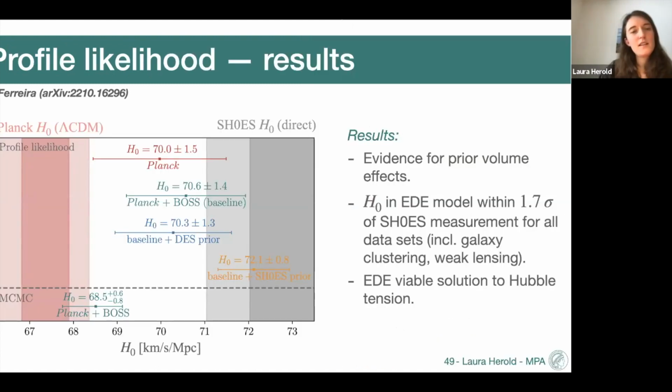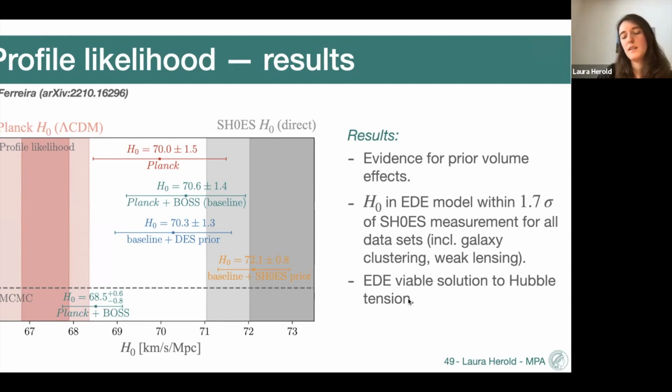And so in this plot, I show all the results together. The upper 4 error bars are from the profile likelihood, whereas the lower one is from the MCMC. So we find that for all data sets, the profile likelihood prefers a much higher amount of early dark energy and much higher H0. And this is evidence for prior volume effects in the MCMC. And we find that H0 in the EDE model is within 1.7 sigma of the SH0ES measurement for all the data sets that we considered here, so also including galaxy clustering and weak lensing.